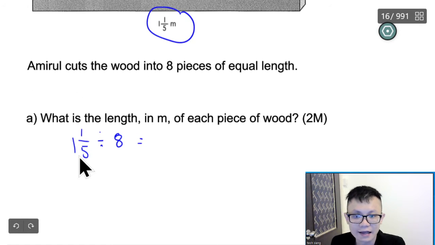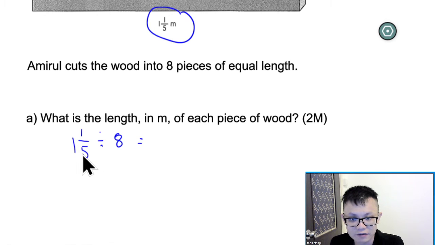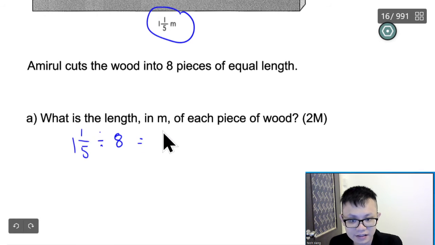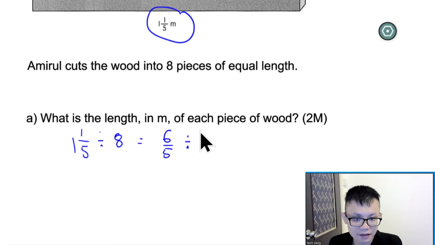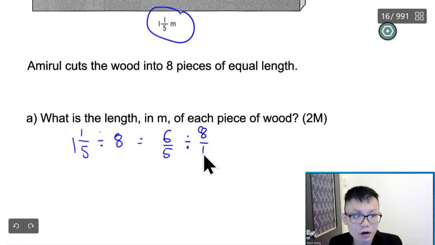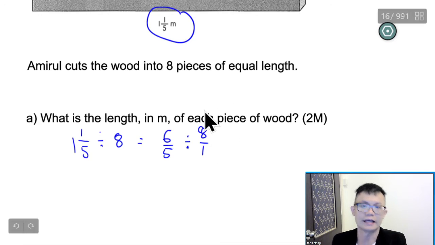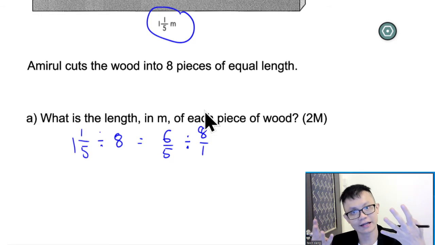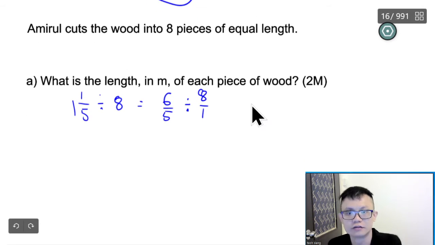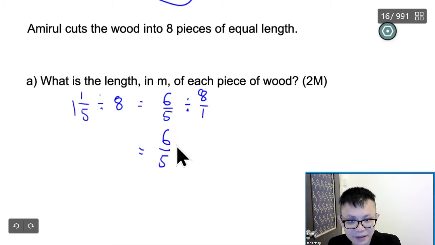So basically, I make it into an improper fraction: 5 times 1 is 5, plus 1, I get 6 over 5. 6 over 5 divided by 8. I just put 8 over 1, can or not? Because 8 divided by 1, you still get 8. So then 6 over 5, divide becomes times 1 over 8.